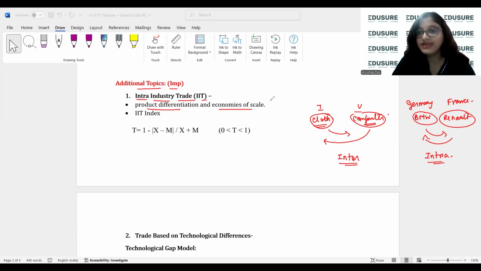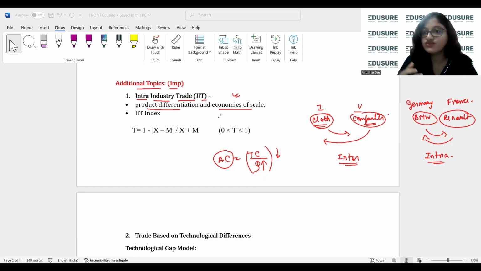And economies of scale means if you produce in bulk, you will get a cost advantage. Right? As you keep on producing more and more of a good, the per unit cost of producing the good goes down. So, for example, average cost. Average cost is total cost divided by the quantity produced. So if your quantity produced is more, the average cost will come down. That is the economy of scale. So if you produce in bulk, you will have a cost advantage. So these are the two bases of trade.